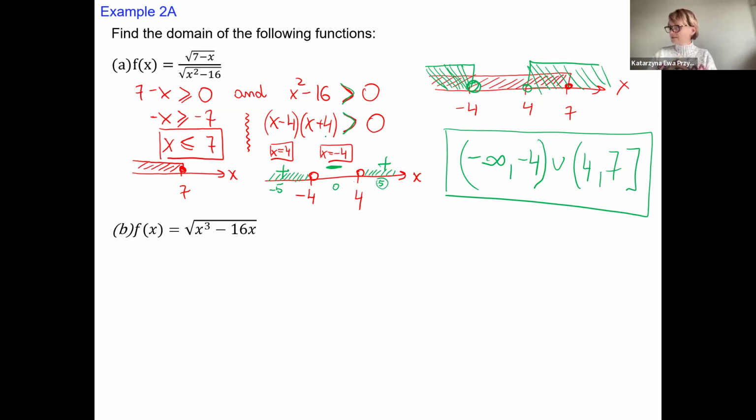Where did the negative 7 come from? Oh, negative 7? Where is negative 7? Oh, the first step. I did subtract 7 from both sides of the inequality. Okay, I thought that I put negative 7. Yes, good question, good question.